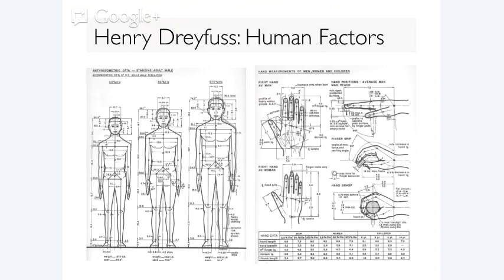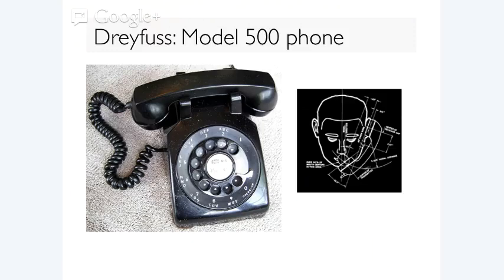And so, in a way, this is the physical product design predecessor to the model human processor. And so one of the really famous designs that he did that was informed by this was the Model 500 telephone. So does anyone in this room still use a rotary telephone or at least seen one of those? Later on, this was replaced with push button, right?